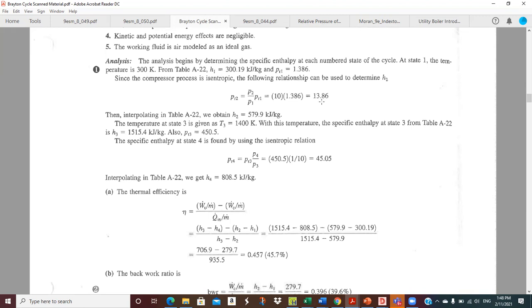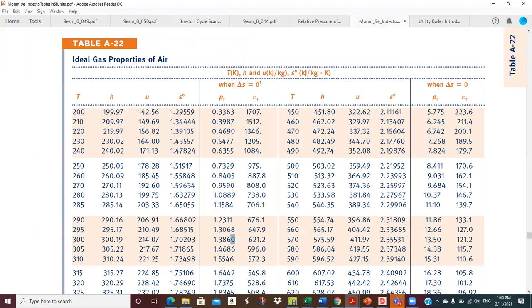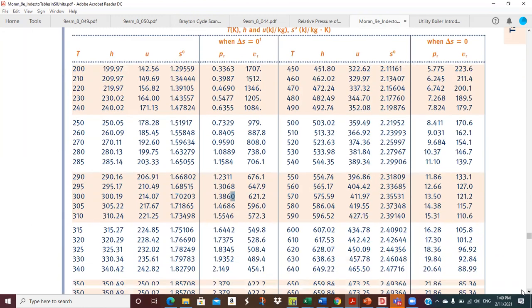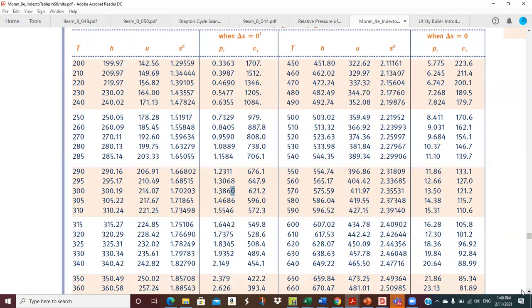You get to hone your interpolation skills here quite a bit. So, 13.86. Let's see, I have to go down there a little bit. Someplace in here, there's 13.5, and there's 14. So we're kind of in between here. So we've got to do the interpolation.